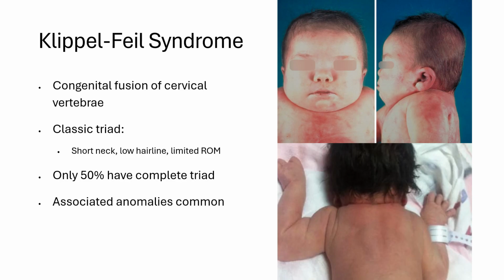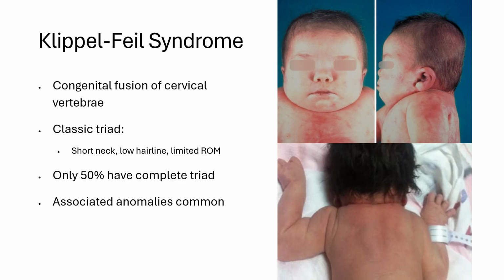clinical features you'll observe. The classic triad of short neck, low posterior hairline, and limited range of motion creates the characteristic appearance that makes this syndrome recognizable across the room. Picture how these features connect logically. When cervical vertebrae fuse together, the neck becomes shorter because you've essentially removed the spaces between building blocks. This shortened neck creates the low hairline because the same amount of scalp hair now covers a smaller area. The limited range of motion occurs because fused vertebrae cannot move independently, restricting the normal flexibility that allows us to turn and tilt our heads.